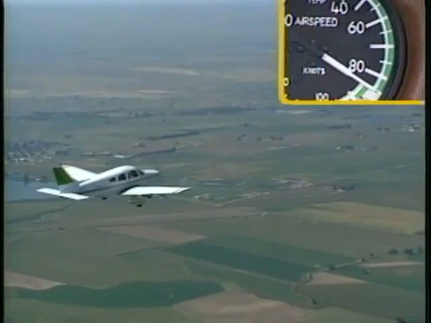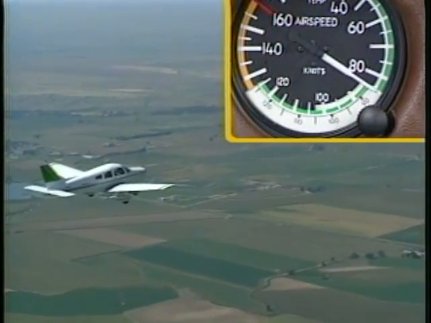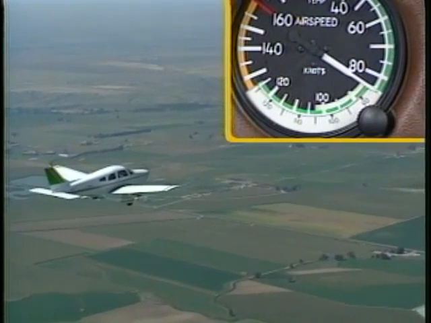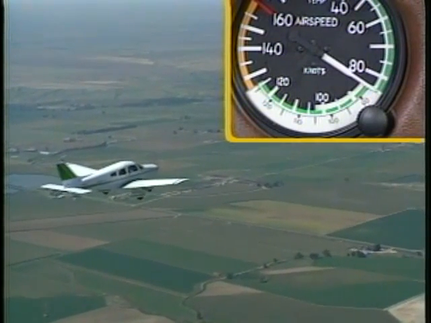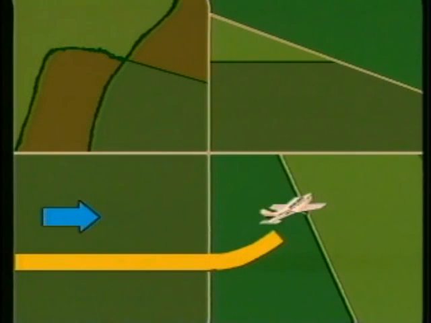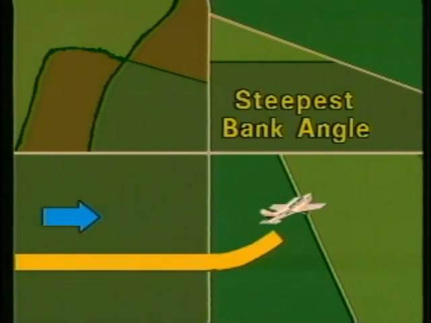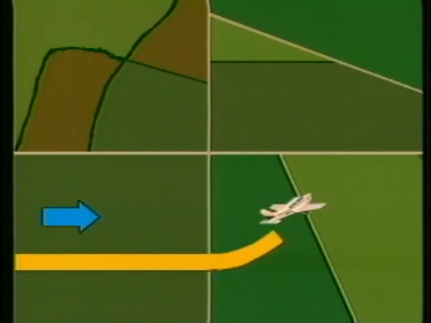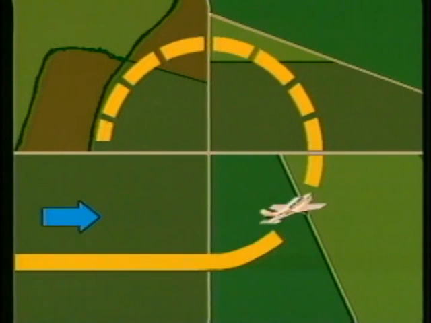Before starting the maneuver, stabilize the airplane at the recommended entry speed. This is the airspeed you should maintain throughout the procedure. Although any entry heading will do, you should try to enter the maneuver downwind. By doing this, you will use the steepest bank angle at the beginning of the maneuver. This then assures you that you'll be able to make the necessary adjustments in order to maintain a uniform radius.